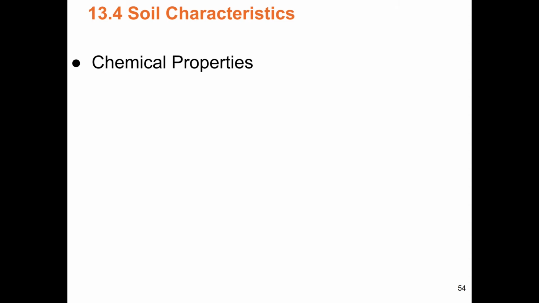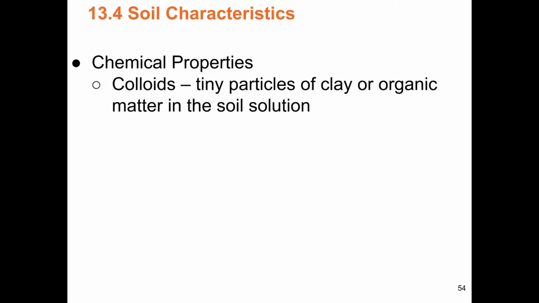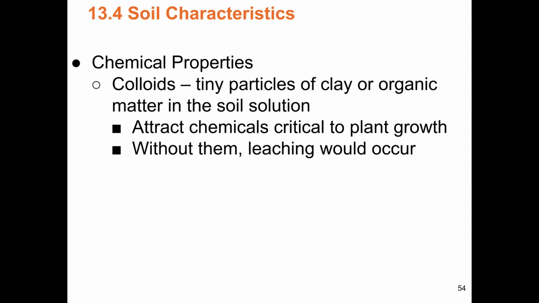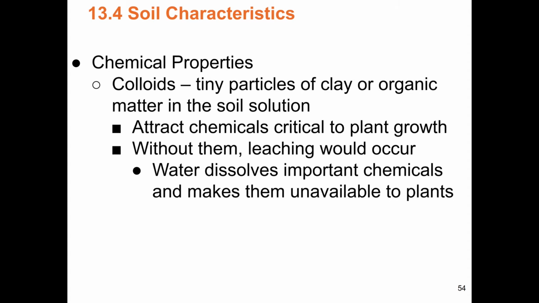Chemical properties. So those were the physical properties. Let's talk about some of the chemical properties. Colloids are tiny particles of clay. I mentioned a minute ago, if there's not enough clay, you could not have enough nutrients. Clay particles, because of their chemical structure, are outstanding at holding on to chemicals that are good for plant growth. Without them, leaching is when the water would pick up those important chemicals and take them away. Water dissolves important chemicals, and the water goes someplace else and takes the chemicals with it.